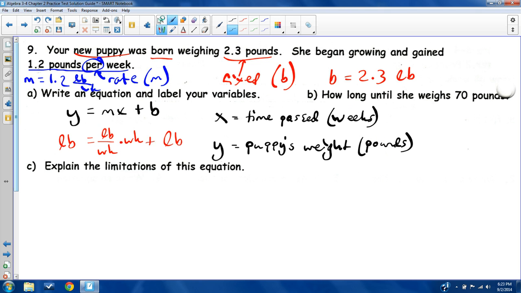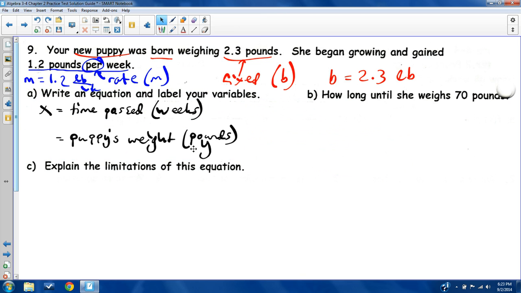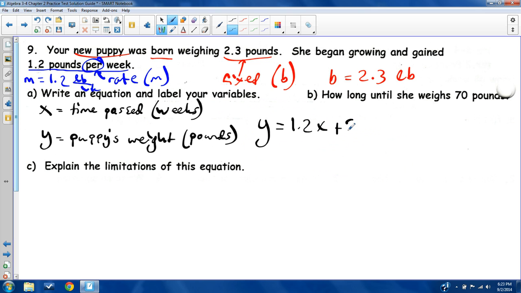Okay, so let's do an equation here. I'm going to get this stuff out of the way now. Y equals mx plus b. We have our m, we have our b. And we'll get y equals 1.2 x plus 2.3. So we start at 2.3, and this should make sense. When x is 0, when there's 0 time passed, when your puppy was born at 0 weeks old, 1.2 times 0 is 0. She's born at 2.3 pounds. As x goes up the number of weeks, you end up saying, oh, okay, we're going to add however many weeks, whatever, with that rate to get the pounds.